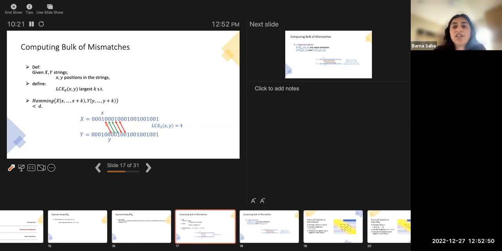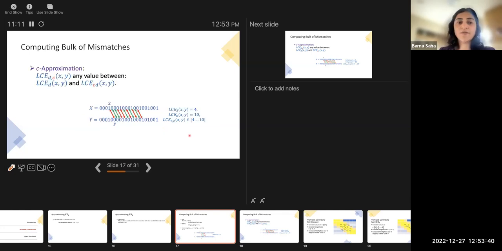Another important ingredient, which has been very crucial for the development of normal edit distance as well, is LCE queries, longest common extension queries. So what is a longest common extension query? You are given 2 strings, capital X and capital Y. You are also given 2 positions in those 2 strings, small x and small y. LCE d of x, y is the largest substring starting at small x and small y which has Hamming distance strictly less than d. For example, if you are looking for an LCE 3 query, you see that it is 4, because if you look at substrings of length 5, then there are 3 mismatches. So the longest that you can go starting at x and y with strictly less than 3 mismatches is 4. So LCE 3 of x, y is 4.